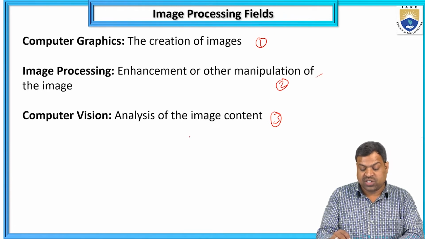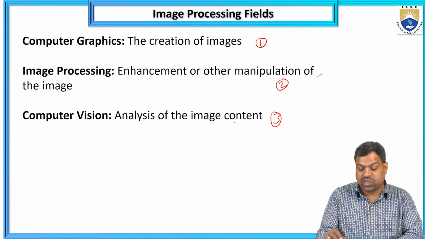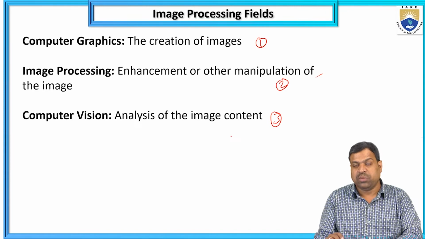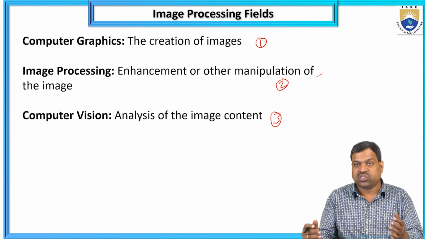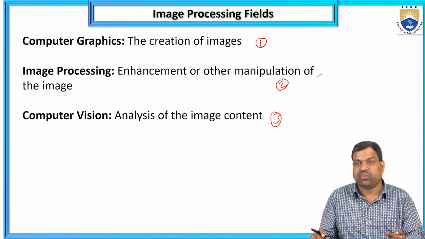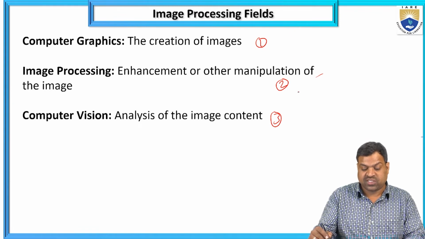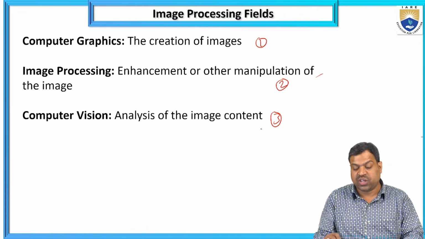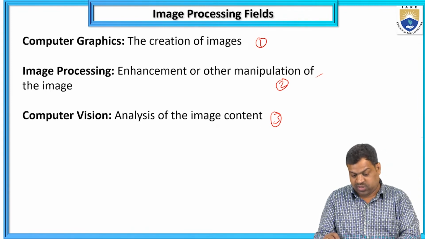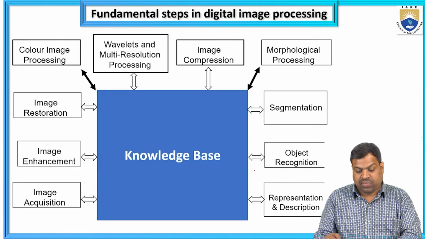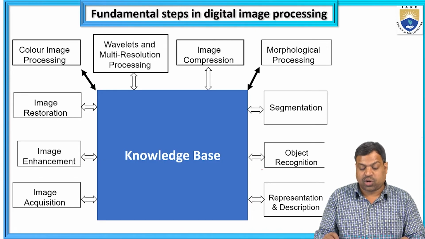And computer vision means analysis of the image content. Some set of images are there, so what is the content of the image? We have to find that out with computer vision. So in these fields, computer graphics, image processing and computer vision, image processing is helpful. And it is a very, very important topic.